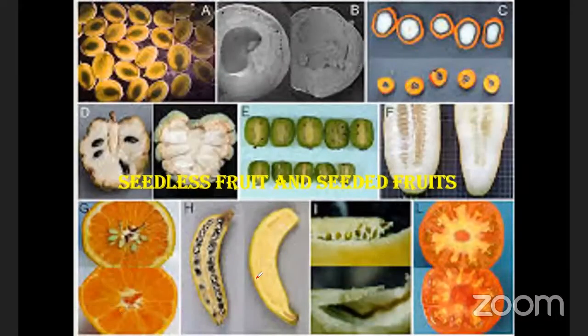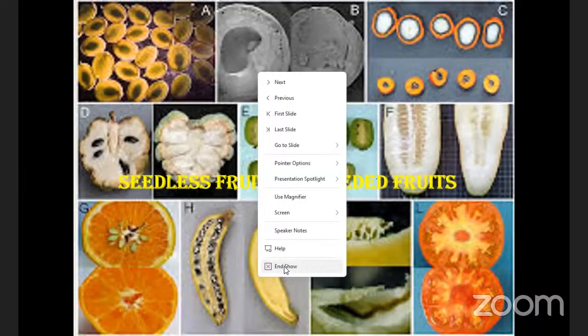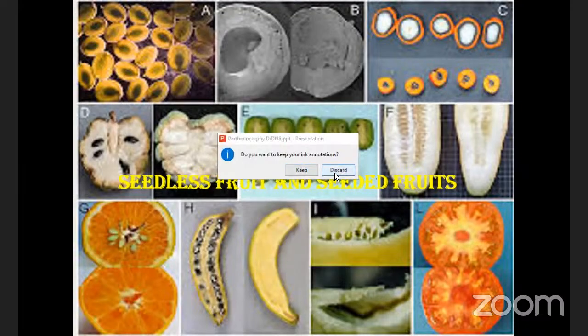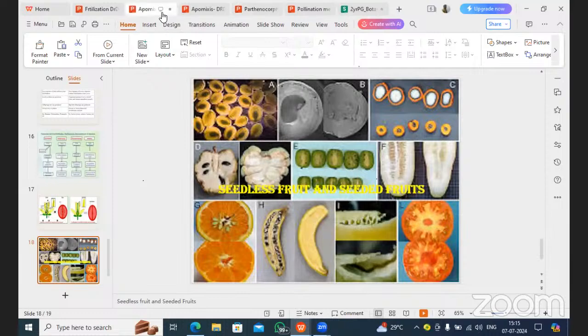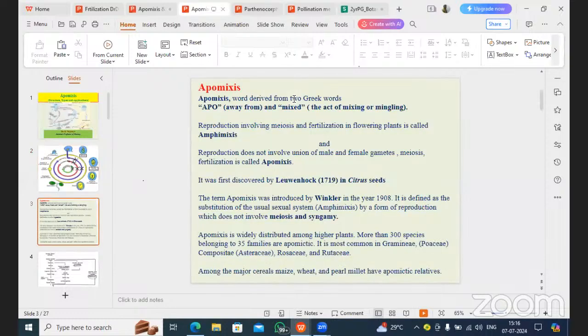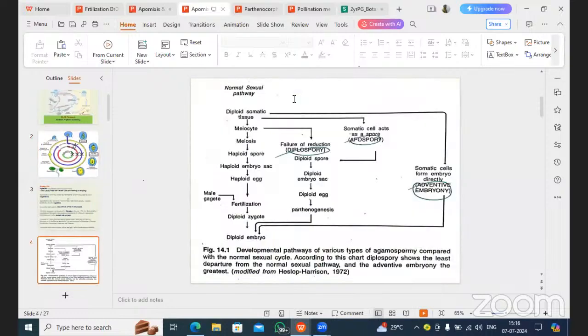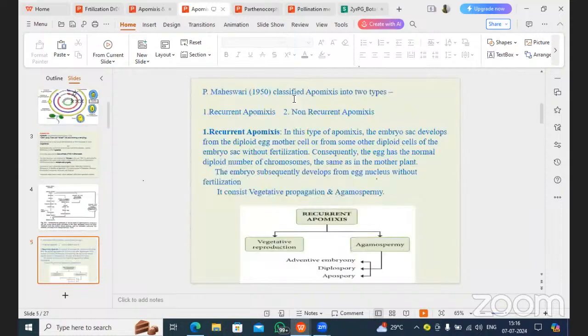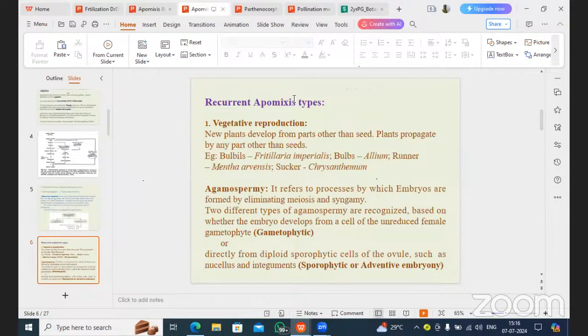Today we have discussed fertilization, apomixis, parthenocarpy. These three essay questions are very important. Apomixis, parthenocarpy, very important questions. You go through this and you can easily know all the steps. Apomixis, apo means without mixing. Apospory, diplospory, and adventitive embryony. There are two types, recurring and non-recurring. Recurring is mainly vegetative propagation and agamospermy.